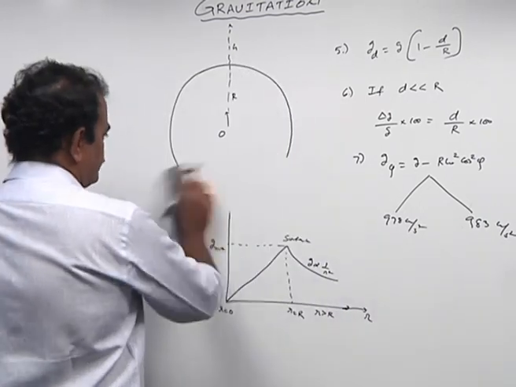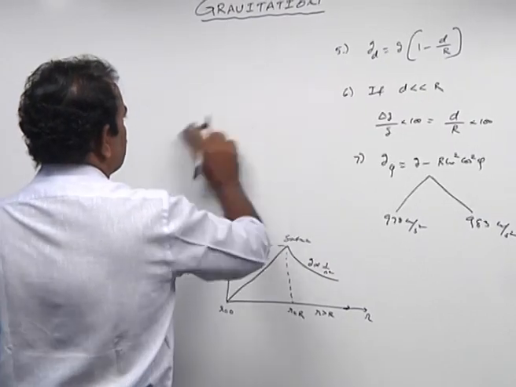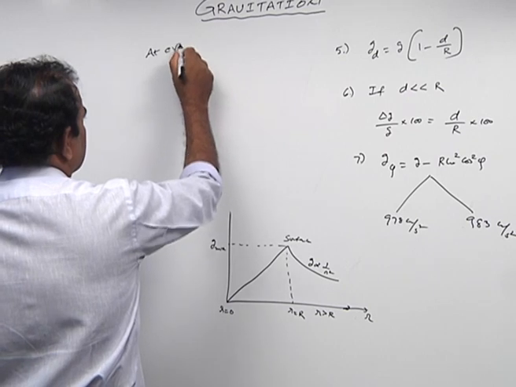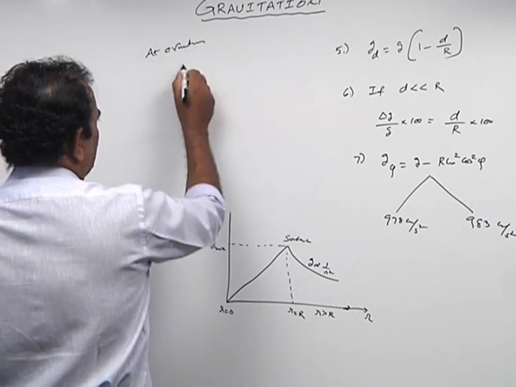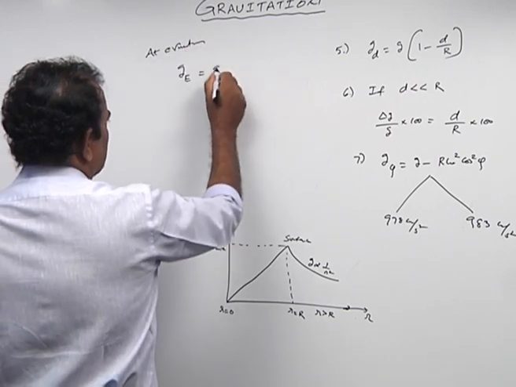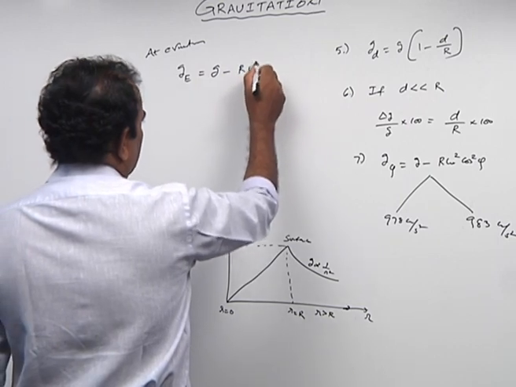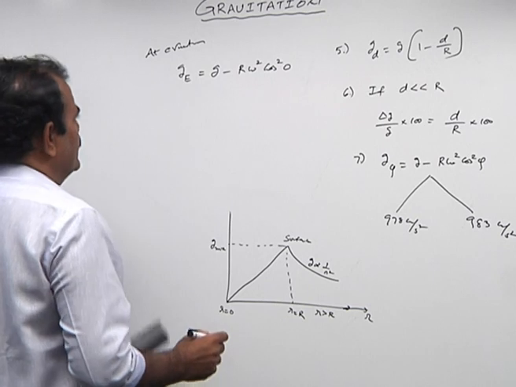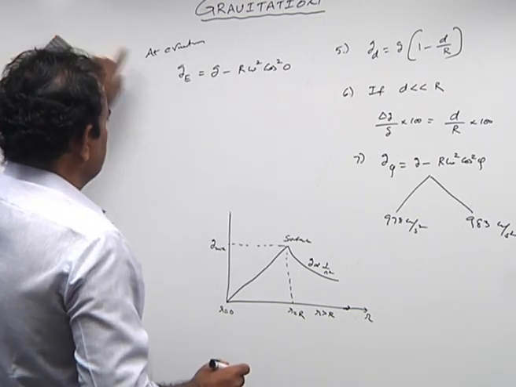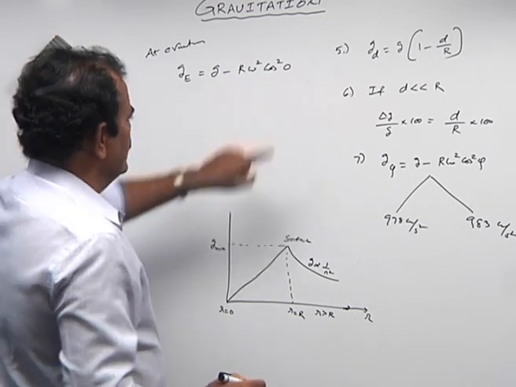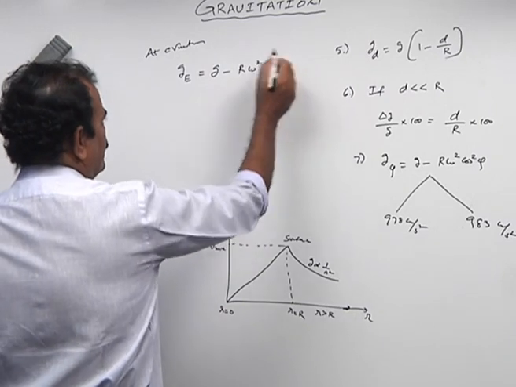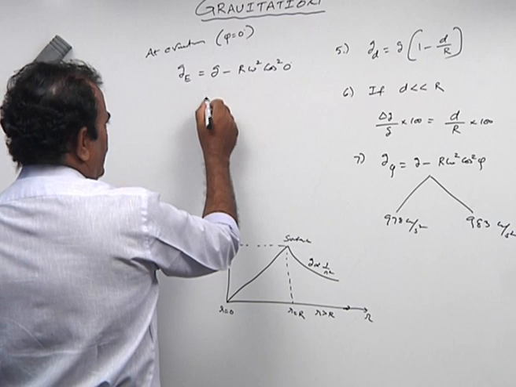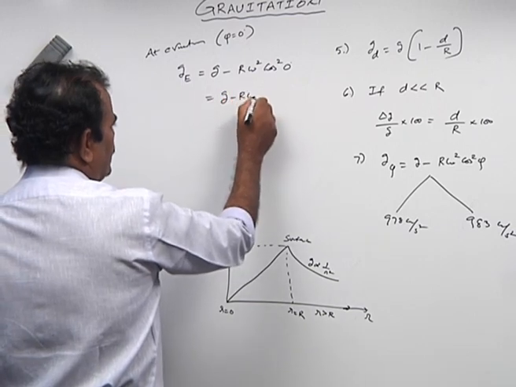Now at the equator, already we know g is equal to small g minus R omega square cos square 0 at the equator, and it is g is equal to small g minus R omega square cos square 0, because already we know at the equator phi is equal to 0 degrees, and it becomes g minus R omega square.